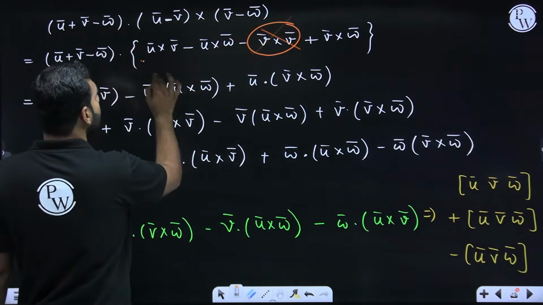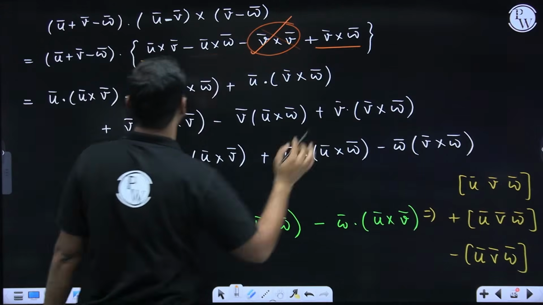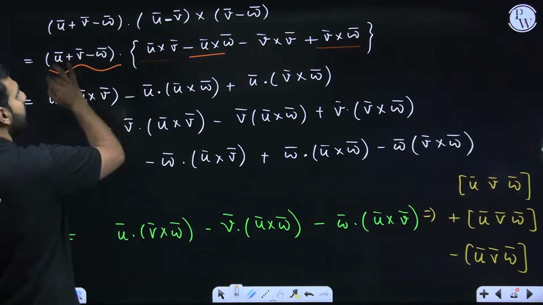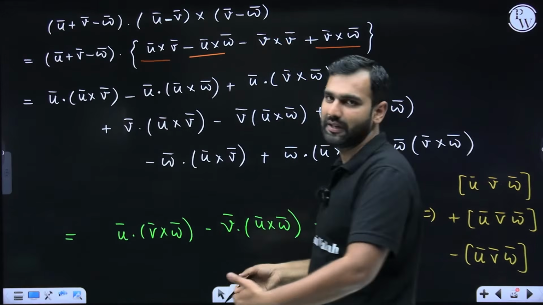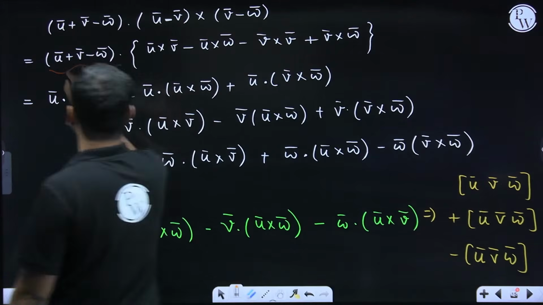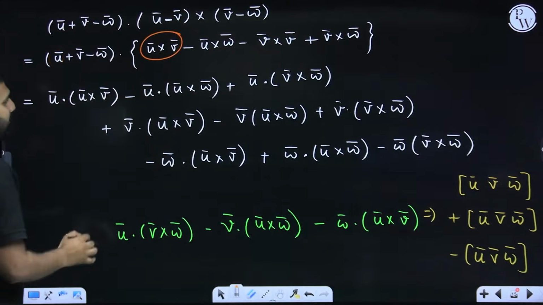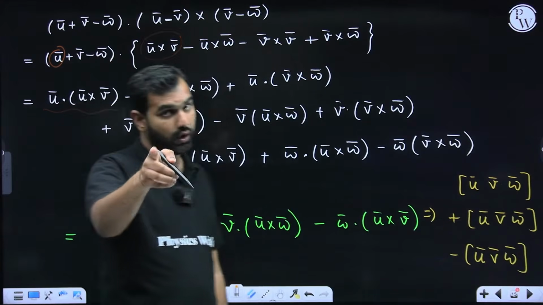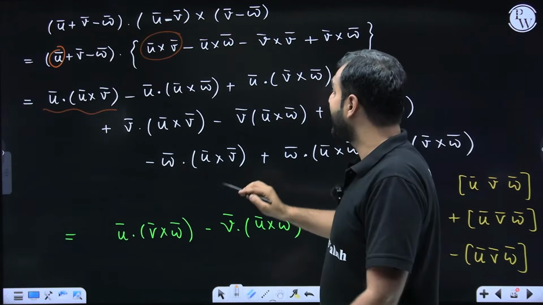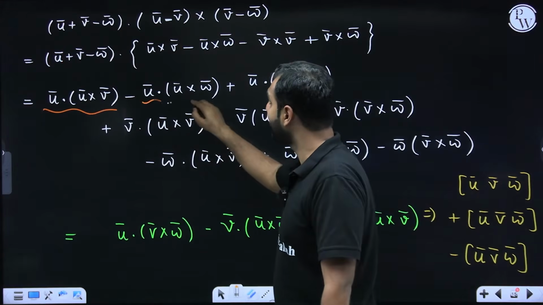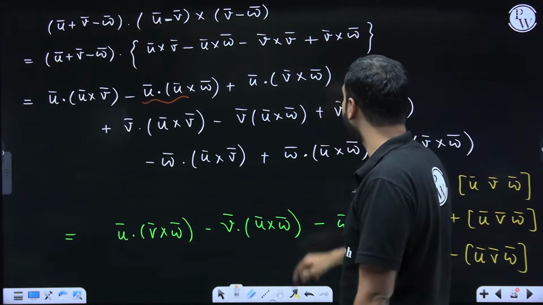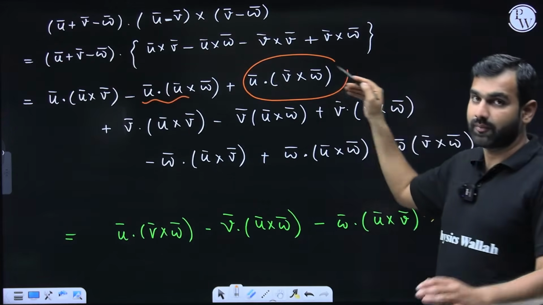Here you have u cross v, u cross w, v cross w. Now each of these three I'll multiply to these three. So I get 9 combinations. I'll begin with this first one, u dot u cross v. So u dot u cross v will be perpendicular to u, and on that basis wherever I see again u dot u cross w, that will be 0, and I'll be left with this only from this first iteration.